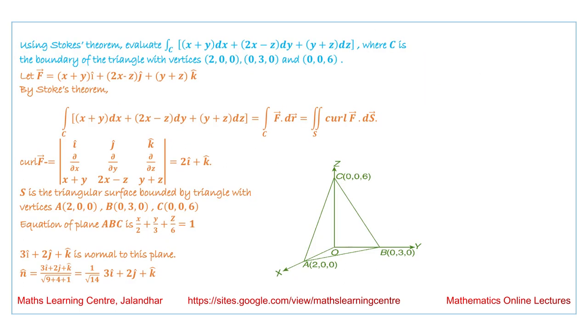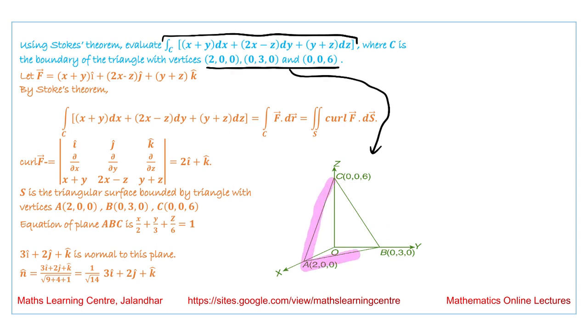Next, using Stokes' theorem, we have to evaluate this integral where C is the boundary of the triangle with these 3 vertices. If we plot this triangle, this is the figure we have. Now look at this curve, this is the curve C that we have, and this is the open region bounded by this curve C.